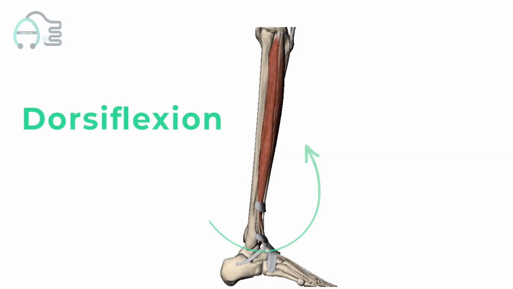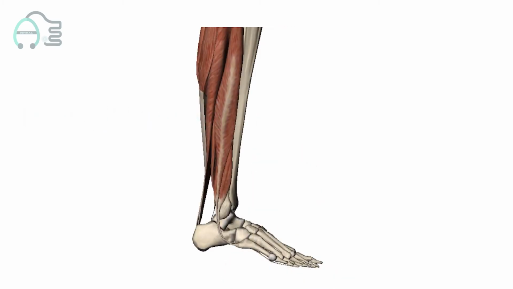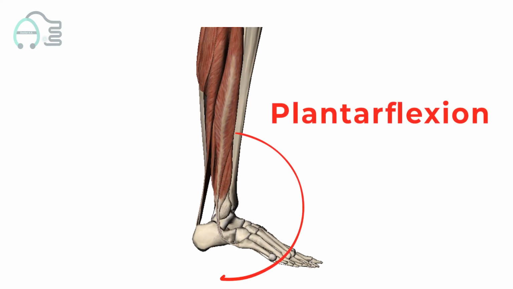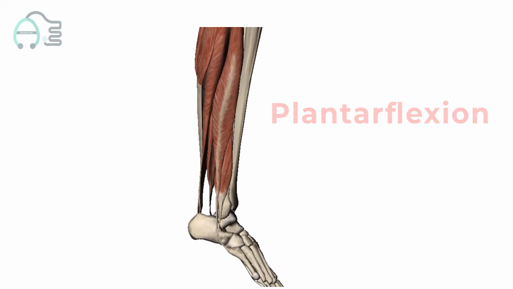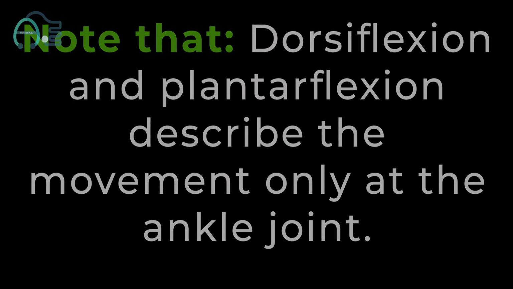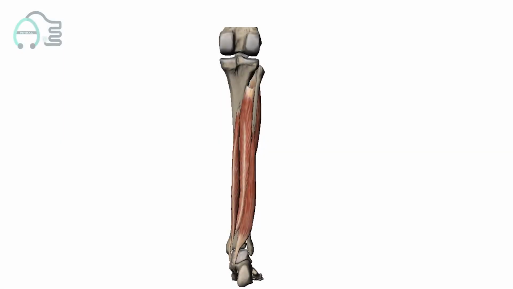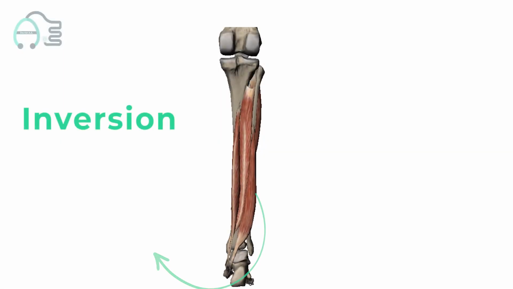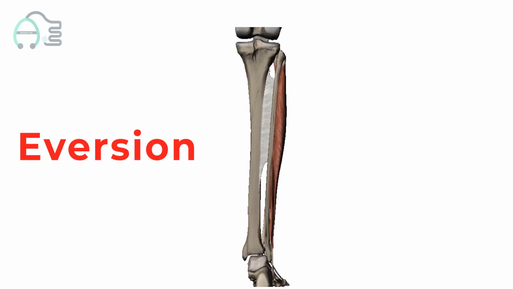Dorsiflexion, it's the extension at the ankle, so that the foot points more superiorly. Plantarflexion, it's the flexion at the ankle, so that the foot points more inferiorly. Note that dorsiflexion and plantarflexion describe the movement only at the ankle joint. Inversion occurs when the sole of the foot faces medially, or inwards. Eversion occurs when the sole of the foot faces laterally, or outwards.